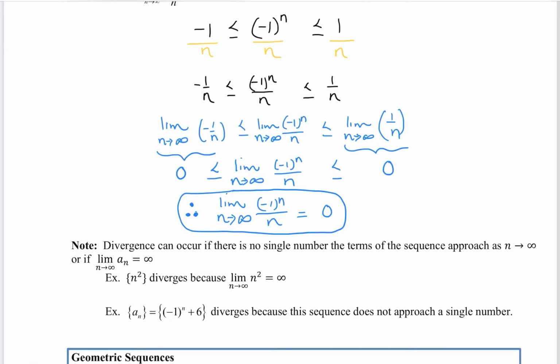That's what Professor Dieterding summarized here. So this overall sequence, negative 1 to the n plus 6, diverges because the sequence doesn't approach a single number, meaning, going back to what we did, two subsequences approach two different numbers. So that's one way to conclude that that one diverged. And the easier way to conclude divergence is if we just get infinity, like in the case of n squared. If the limit goes to infinity, then the sequence definitely diverges.